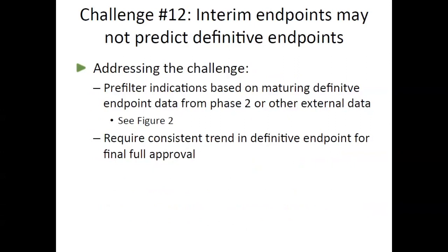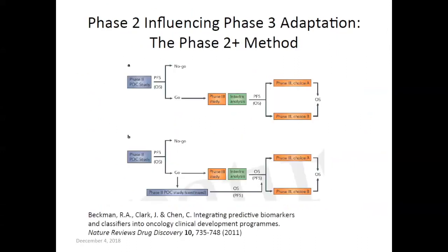We require a consistent trend in the definitive endpoint for final full approval. And so this is an example of using the phase two study. In the upper figure, we have the traditional thing where the phase two study uses an interim endpoint to give you a go, no go decision, and then is largely ignored. And then in the phase three study on the right, you have an adaptation, which again has to be based on an interim endpoint because there isn't much data on the final endpoint. But you could continue to pay attention to that phase two study and use the definitive endpoint from that maturing study to adapt. And that might be better if you design the program so the phase two and phase three studies are very comparable.